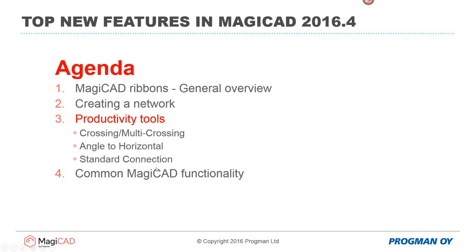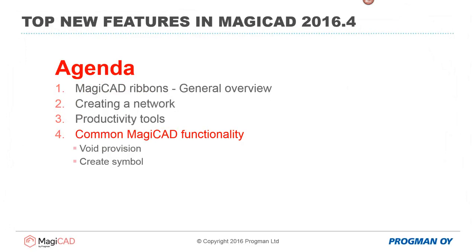Standard connection, it's a tool where we have two different pipes on different heights and we can connect them. We can also connect directly to a bend, and MagiCAD will automatically create a T-branch instead, for instance.